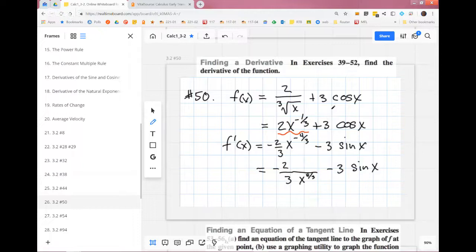Algebra knowledge. Okay. Now what's the derivative? Power rule. Negative 1/3 times 2 is negative 2/3. Reduce the power by 1. Negative 1/3 minus 1 is negative 1 1/3, negative 4/3. What's the derivative of the cosine? Minus the sine. Ignore the constant, negative 3 sine. That's basically it. Then just getting the exponent to be positive brings me to the final. That's as good as we're going to do for a derivative.